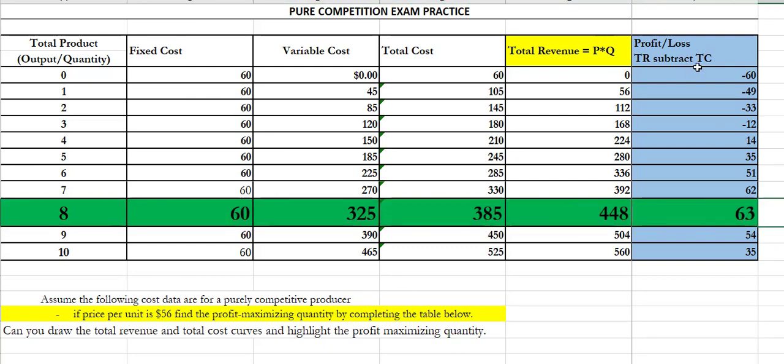So where the difference between revenue and cost is the biggest possible, this is your profit maximization point. You're probably used to it as being the same point where marginal cost is equal to marginal revenue. It's pretty much the same thing. Where the difference between these two is the biggest possible is also the same thing as saying where MC is equal to MR. You get it? Profit maximization, where MC is equal to MR.